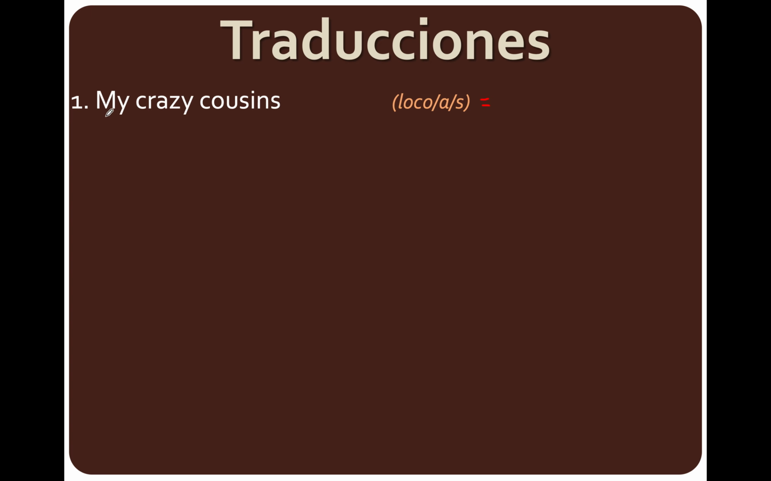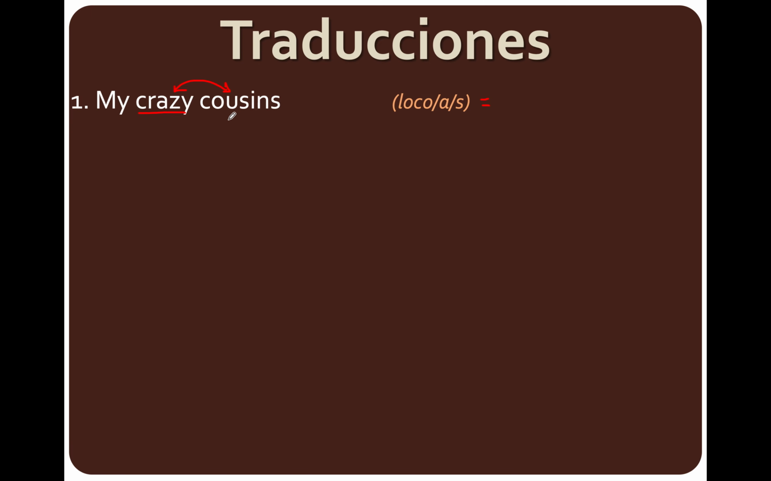All right, so here we go. I'm going to assume you solved it already and you're just double checking it. My crazy cousins. All right, so this is either mi or mis, right? And that is based on cousins. So obviously it's more than one, so it's got to be mis with an S. Next, do I say the crazy or do I say cousins? I've got to swap these words out, remember, because in Spanish we put our adjectives after. All right, so it's my, and then cousins, and then crazy. So my cousins, and then crazy.